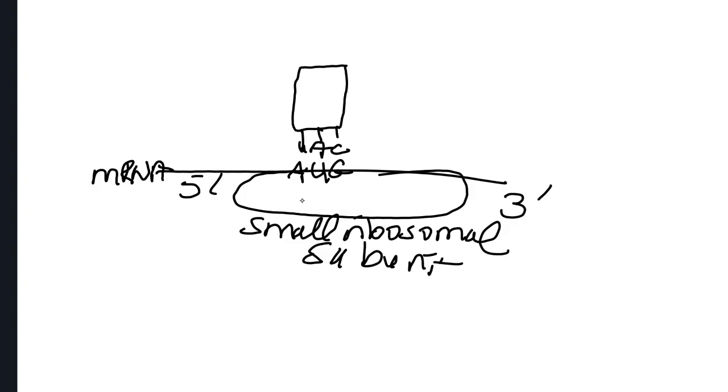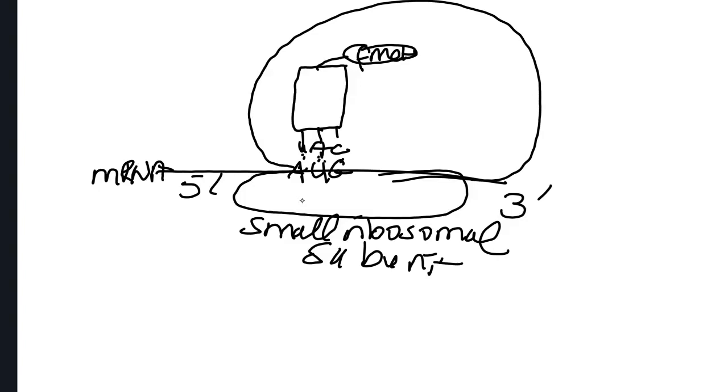Okay. This one carries with it formylmethionine. Okay. This one makes these little hydrogen bonds, right? Because that's how bases connect together. Okay. So it comes in, hydrogen bonds, then comes in the large ribosomal subunit.